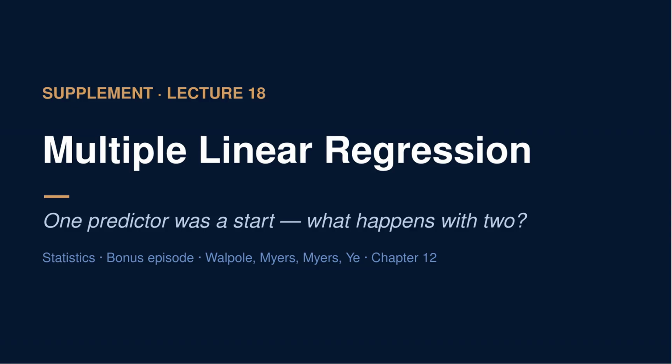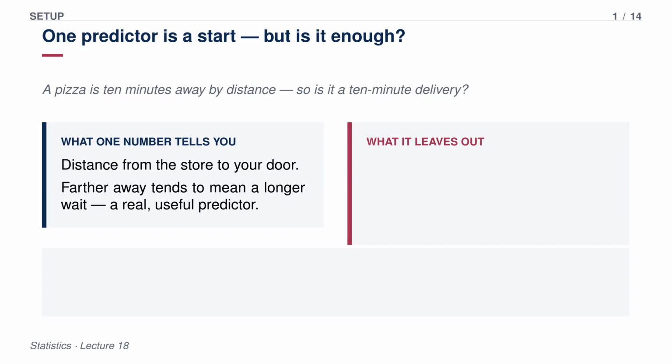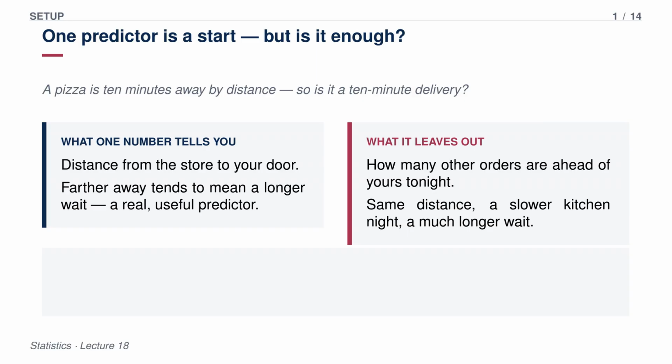Multiple linear regression. Look at the picture. Distance from the store to your door. Farther away tends to mean a longer wait. That's a real useful predictor. But here's what it leaves out. How many other orders are already ahead of yours tonight? Same distance, a slower kitchen night, and suddenly it's a much longer wait.